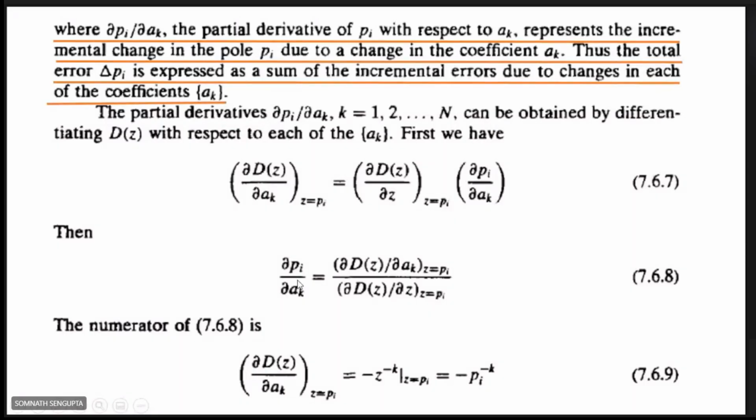Now then dou pi by dou ak is equal to dou D(z) by dou ak at z equal to pi. Similarly, divided by dou D(z) by dou z at z equal to pi.